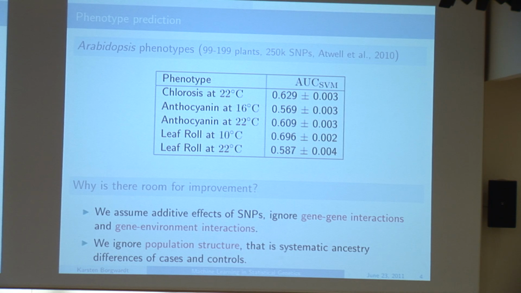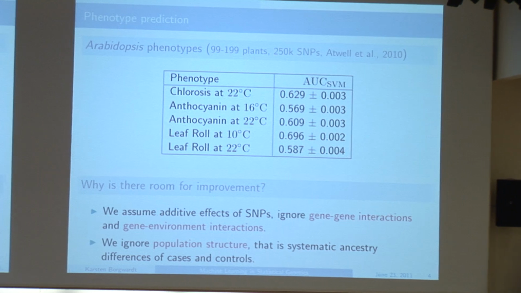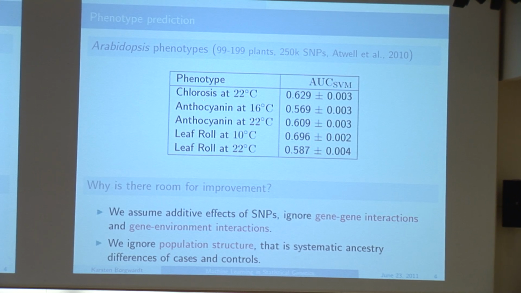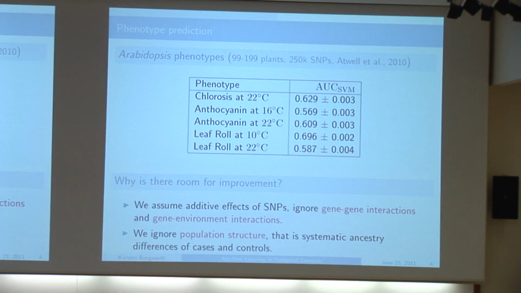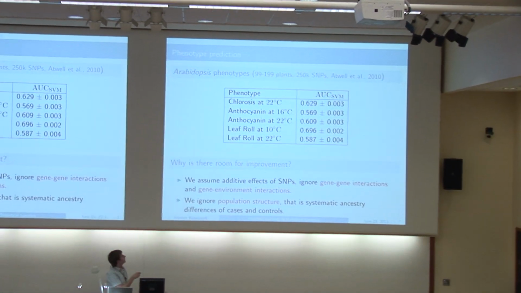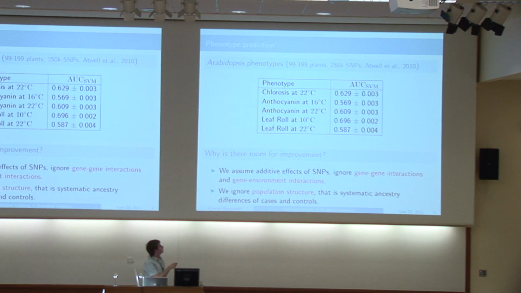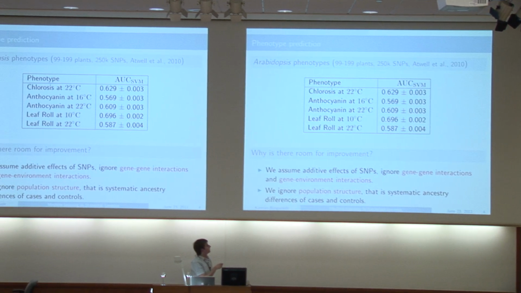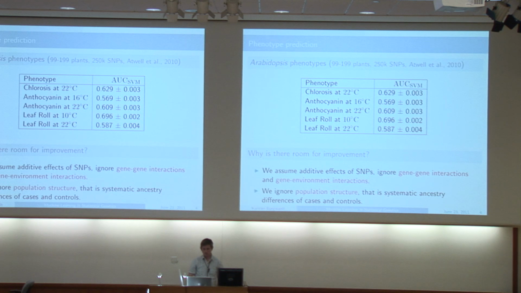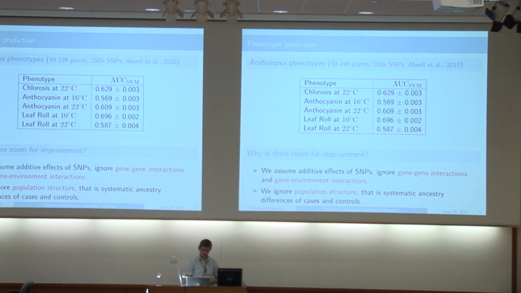So these are the positions in the genome where 2 individuals of the same species differ. In this setting, we now try to predict, based on these 250,000 features per individual, whether this particular plant has a binary phenotype or not. The first 3 phenotypes in this list have something to do with the color of the leaves of a plant, and the latter 2 describe whether the leaves of a plant are rolled.